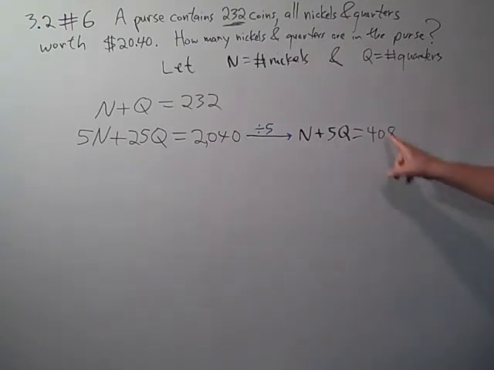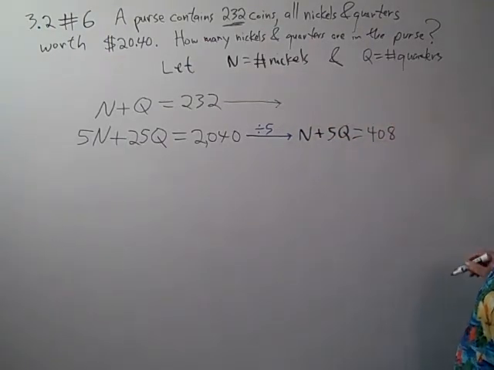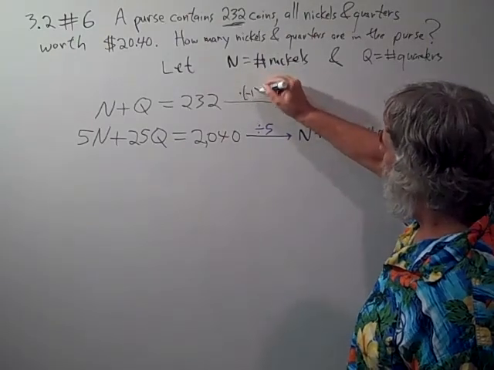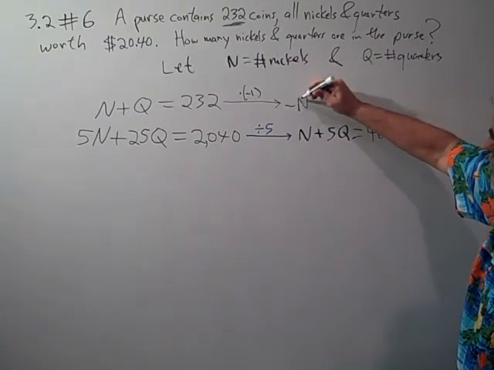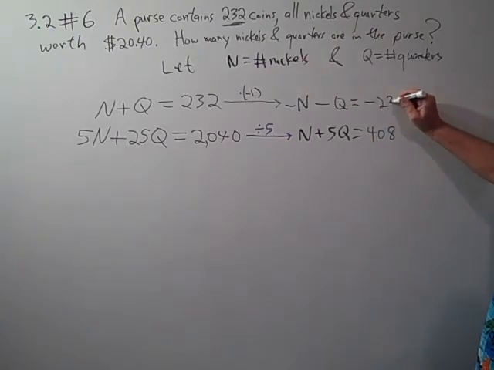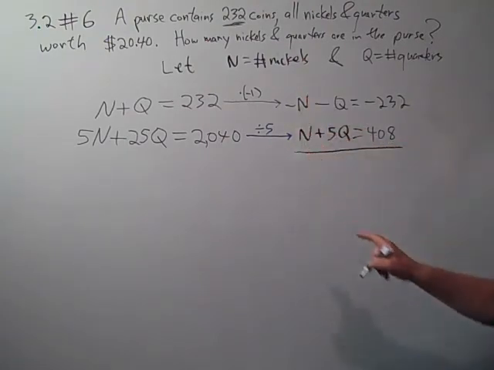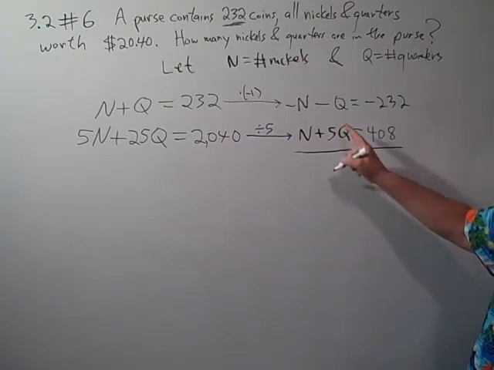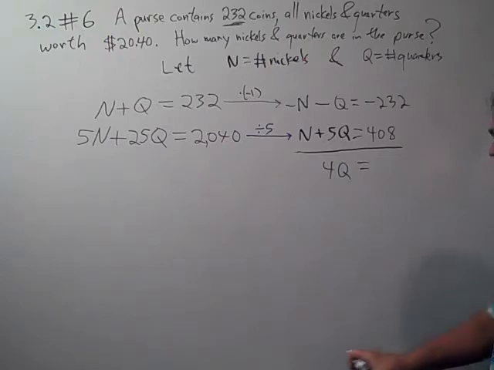So looking at that second improved equation now, if we multiply the first equation by -1, that'll allow us to eliminate n, because we end up with -n, then -q is equal to -232. Adding these two equations together, the n's cancel out. We're left with 5q minus 1q is 4q, and 4q equals 408 minus 232, which gives us 176.